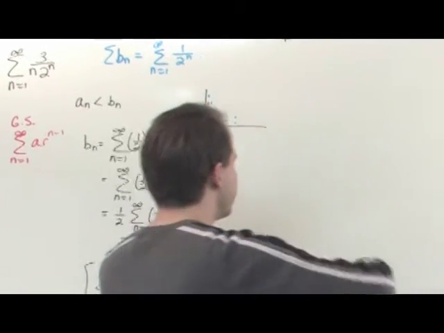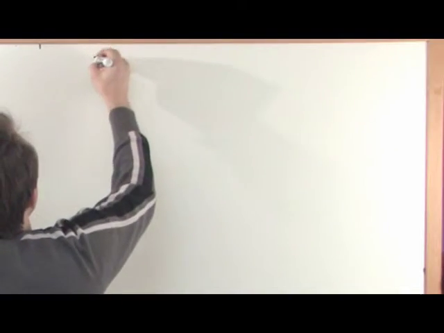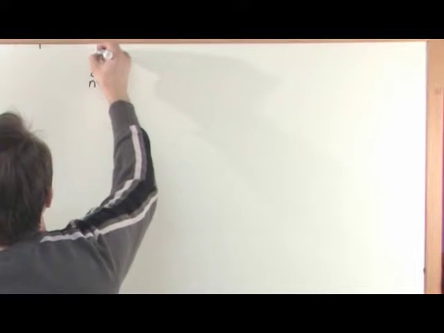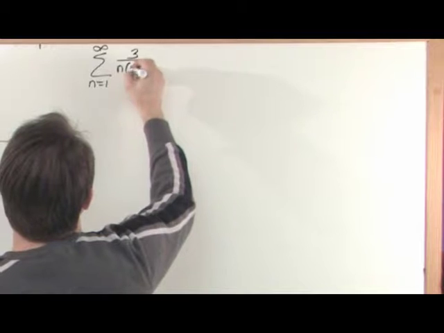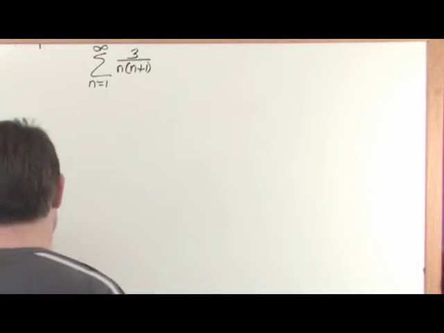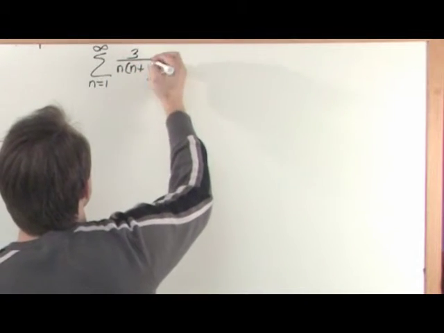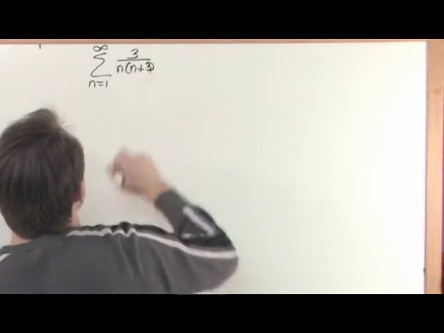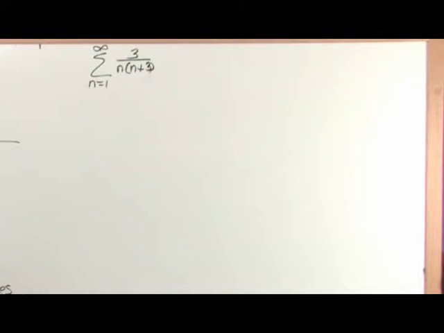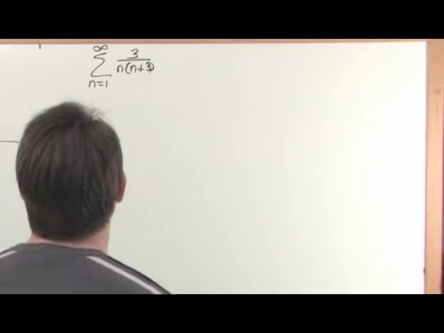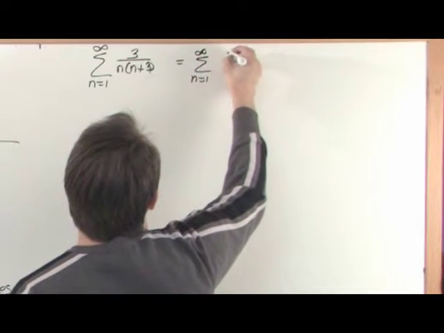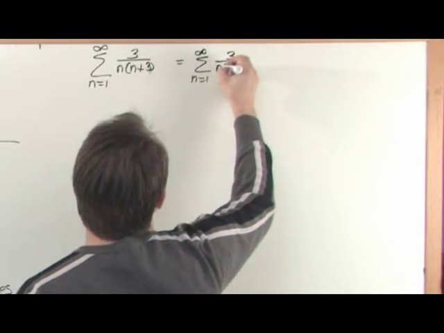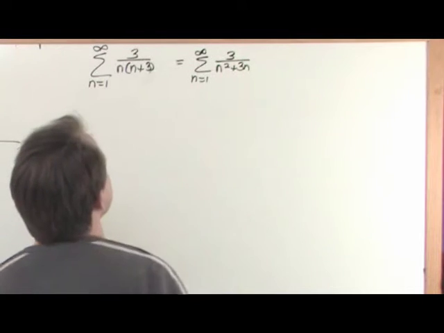Okay, so moving right along, if you had the sum from n equals 1 to infinity of 3 over n times n plus 3, I want to see if that converges. It doesn't look like a series that I've seen before, but before I go any farther, I want to expand what is in the denominator. So it's going to be n squared plus 3n.